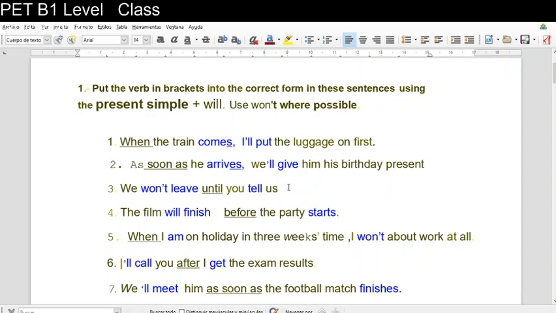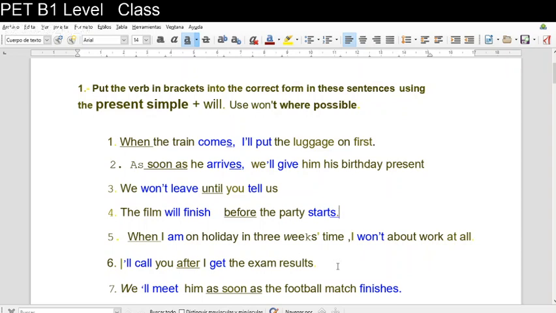Number three, "we won't leave until you tell us." Here you have the other way around. It starts with the main clause, future with will, and now I have the subordinate, "until you tell us," present simple. Number four, "the film will finish before the party starts." The party is third person singular, then you need "the party starts." Very important. Number five, present simple, "when I am on holiday in three weeks' time, I won't think about work at all."